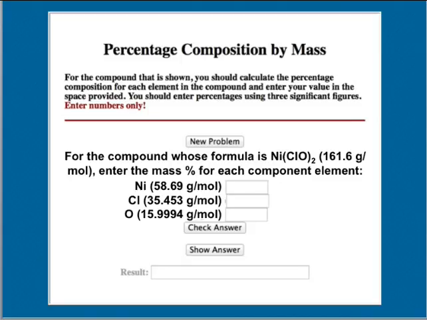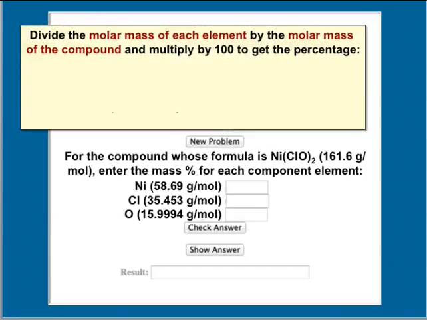Here we have nickel to hypochlorite. We want the mass percent for every component element. All right, this stuff weighs 161, doesn't it? Nickel weighs 58.69. How many of them are there? Just one. So, for our nickel, we would take its molar mass divided by the total mass here, multiply by 100, and we're at 36.3%.